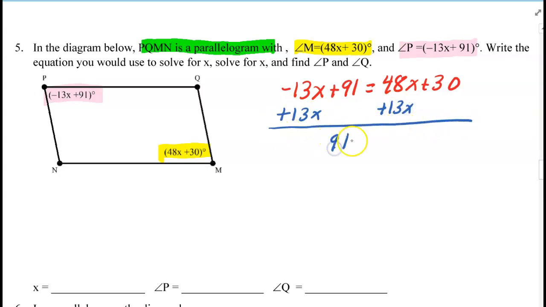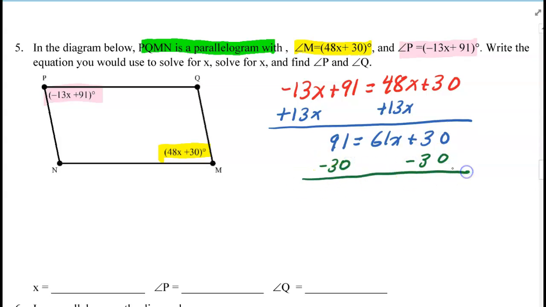Doing that, I'll get 91 is equal to 61x plus 30. Now I'm going to subtract 30 from both sides, so the numbers are on the other side of the equation. So I'll get 61 is equal to 61x. I'll divide by 61, and x is equal to 1.